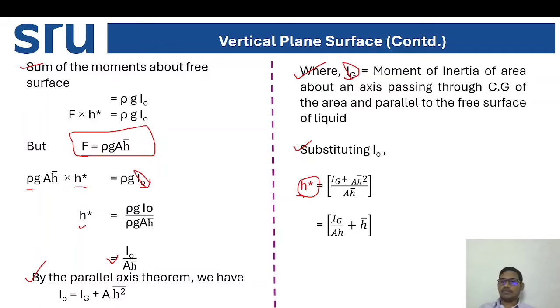Ig is nothing but the moment of inertia. So h star equals Ig by A into h bar, plus h bar.